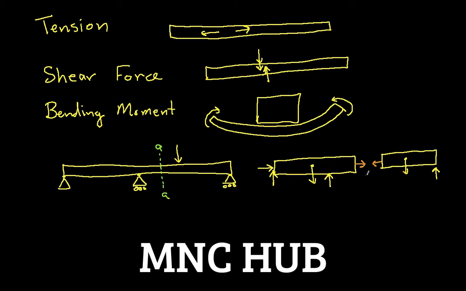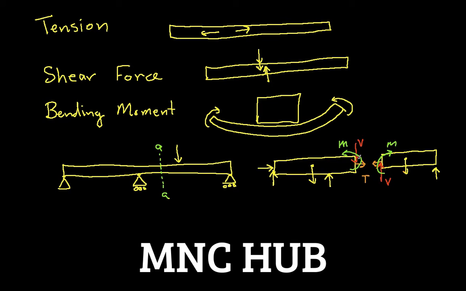So we have a vector T. This is a tension force. We have a vector V. This is a shear force. And we have a couple M. And these are drawn, tension is always drawn away from the cut.